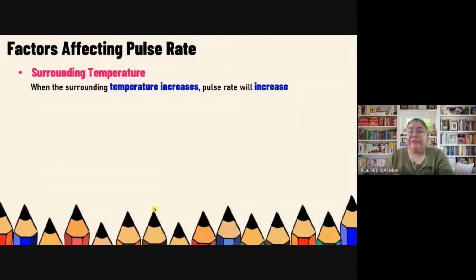Okay, now we're going to see the factors: why sometimes your pulse rate changes. Not every time is the same; sometimes it changes. The first one is when the surrounding temperature increases. Maybe today is very hot, up to 34 degrees Celsius, the surrounding is already very hot. So your pulse rate will automatically increase. This is the first factor, surrounding temperature.